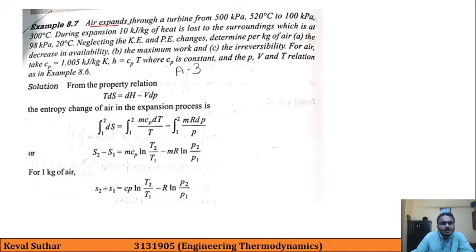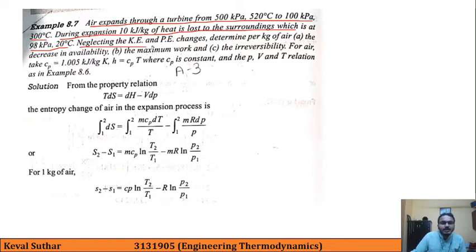Here the air expands through the turbine from 500 kilopascal, 520 degrees Celsius, to 100 kilopascal and 300 degrees Celsius. So we are given initial and final values of pressure and temperature. During this expansion, 10 kilojoule per kg of heat is lost to the environment, which is at 98 kilopascal and 20 degrees Celsius.